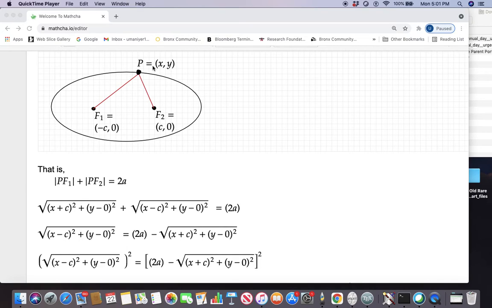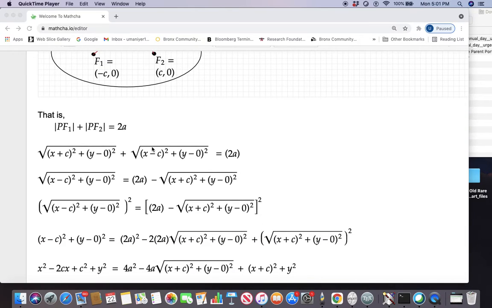So the distance from P to F1, using the distance formula, is the square root of (x minus c) squared plus (y minus 0) squared. Plus the distance of P from F2, the square root of (x plus c) squared plus (y minus 0) squared. Add them. This distance plus the second distance is 2a, the total distance, the length of the entire string.